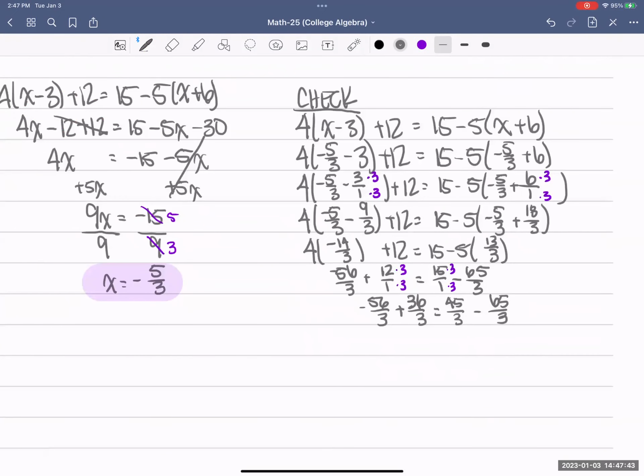Negative 56 plus 36 is going to give us a negative 20 over 3. 45 minus 65, negative 20 over 3, which are exactly the same. So it holds true. x is equal to a negative 5 over 3.